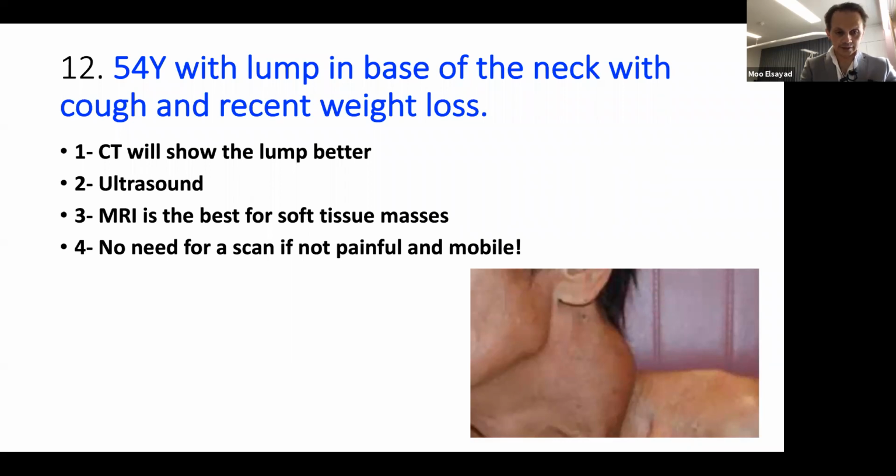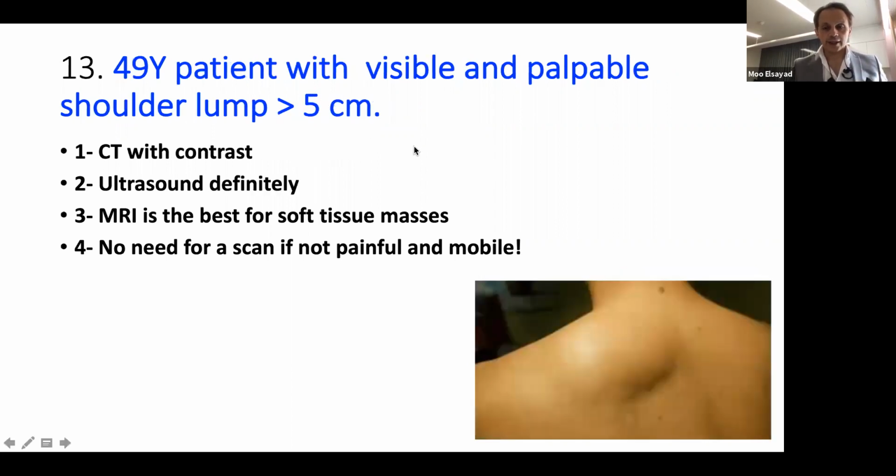Someone asking, what does WW stand for? So it's 2-week wait, sorry, I wrote it wrongly. It's 2-week wait referral, like the cancer pathway. Sorry, I didn't write it. Right, let's go for this one.